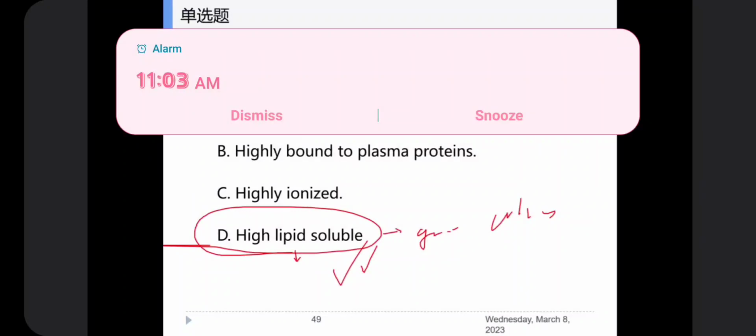And for A, very large molecular weight, so no. And highly bound to plasma proteins, we have not talked about it. And highly ionized becomes very hard to cross the membrane, so not C.